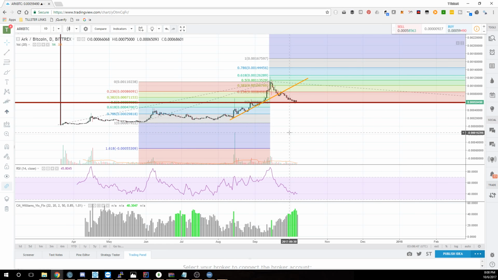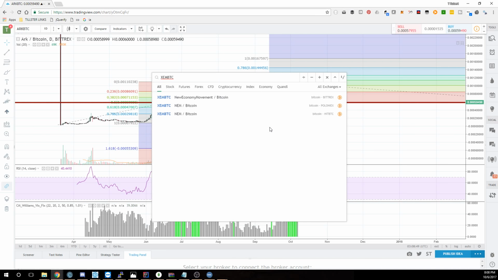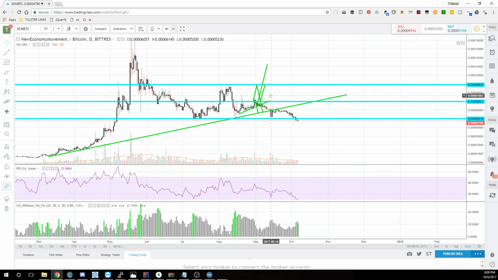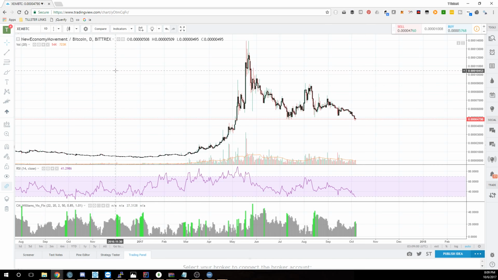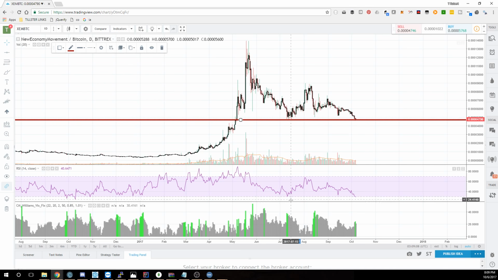XEM, BTC. The new economy movement. Look at this guy. Let me get rid of this crap. Without even looking at it, I can tell you you're in a market middle. However, if you look at the fundamentals of this coin, they're fairly strong. And if you look at the RSI, you can see that we've had 3 tests of a 30 on the RSI, each time with a bottom finder signaling.